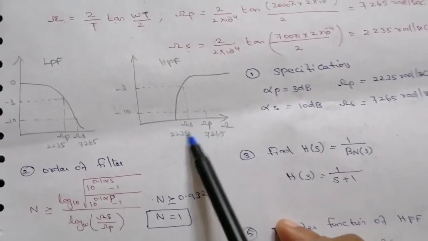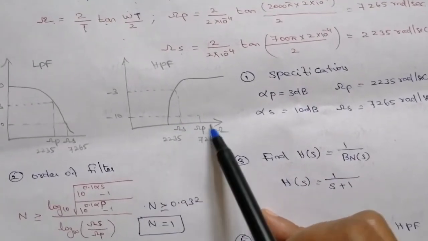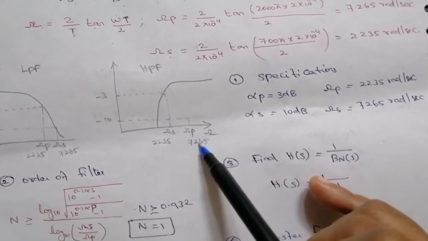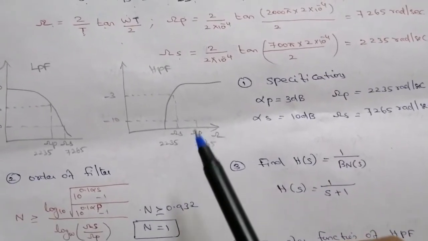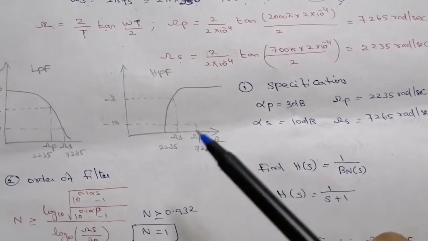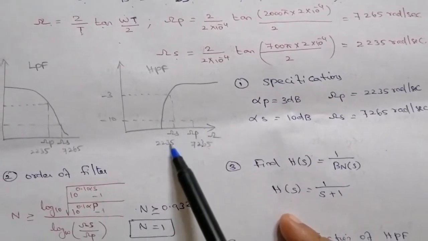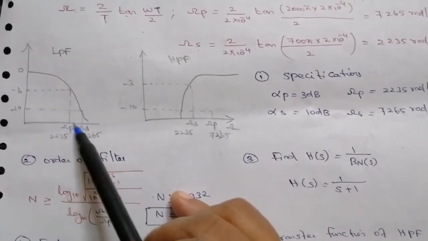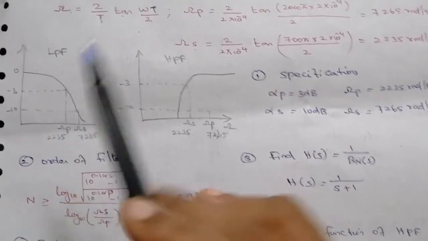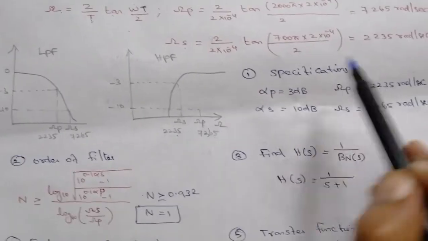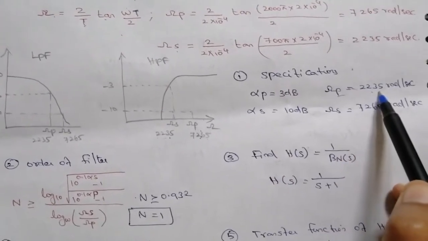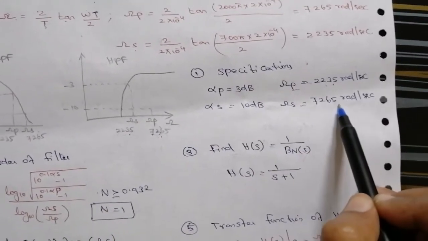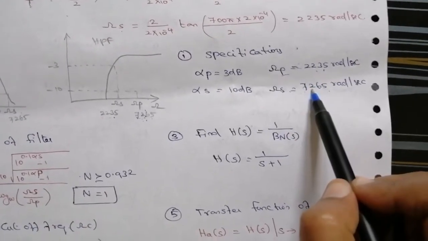This is the high pass filter diagram. This frequency is the stop band frequency and this is the pass band frequency. So sigma s is 2235 and sigma p is 7265. But first we design a low pass filter, and only then is it converted or transformed into a high pass filter. So we can't use these sigma s and sigma p values for the low pass filter. So first convert to low pass. The lowest frequency is considered the pass band frequency, which is 2235. So for the low pass specifications, sigma p is 2235 and sigma s is the highest frequency, 7265. This is the specification for the low pass filter.